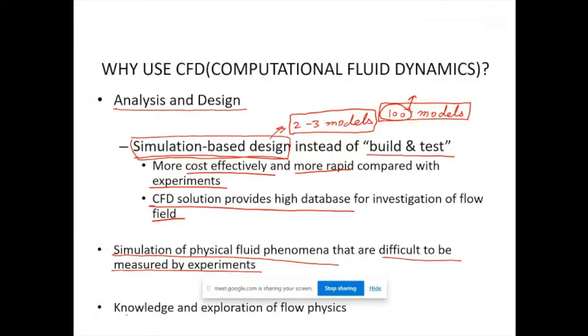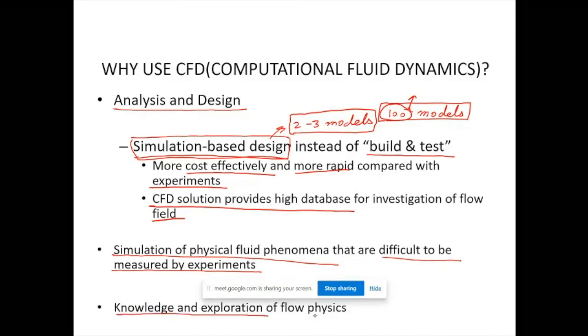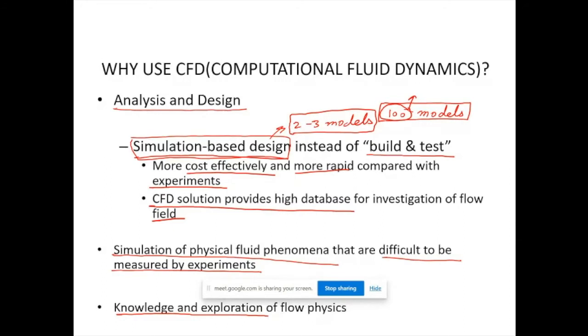And the last one is knowledge and exploration. You can develop knowledge of how the flow physics changes inside the fluid domain. So these are the advantages we have using the CFD over the model testing. Model testing has limited information. Using model tests, you can test only limited models. So basically the first step is we use the CFD. Once we are satisfied with the result, then we go for the model test to verify that particular result.